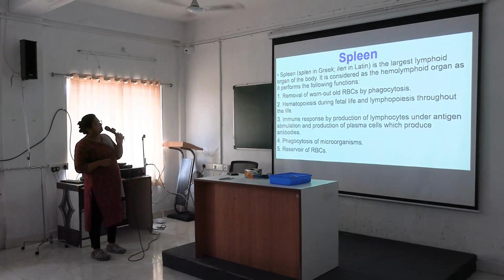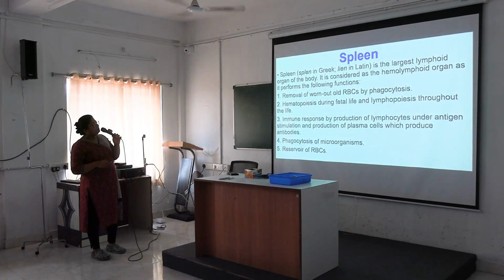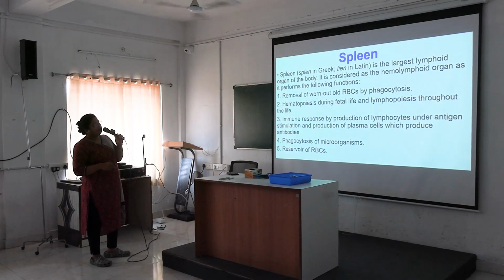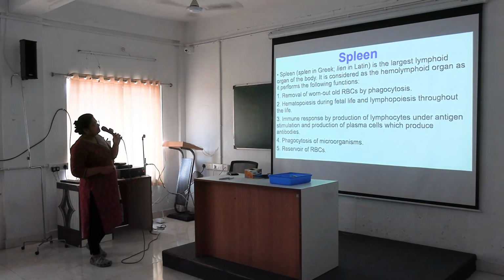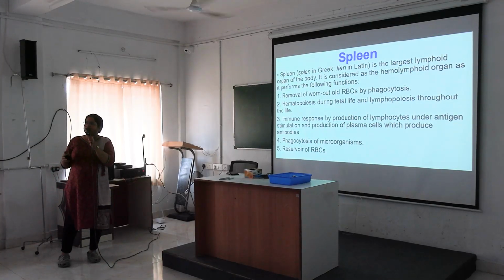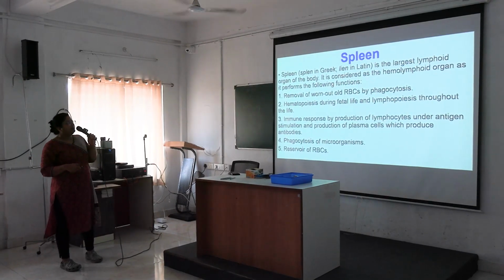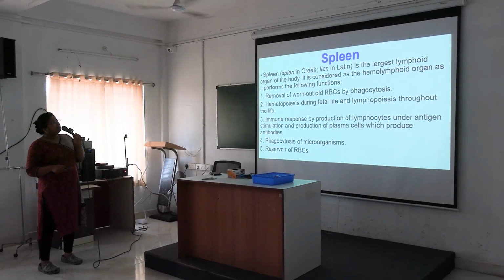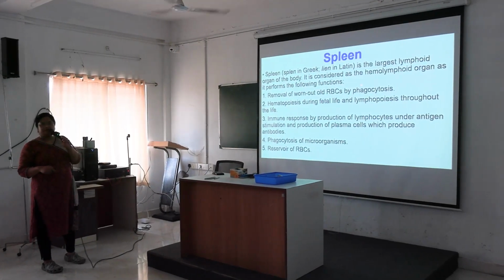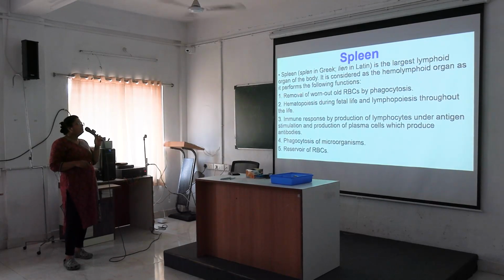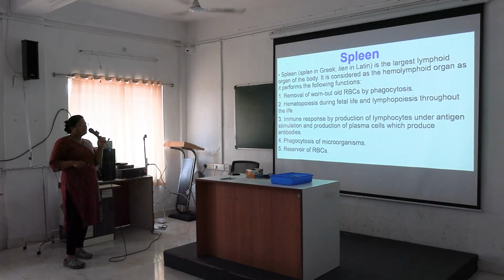So spleen comes from the Greek word spleen and the Latin word lien. This lien is used in the description of different ligaments, like the lienorenal ligament. Lien means spleen. The spleen is the largest lymphoid organ of the body. It is considered a hemolymphoid organ as it performs these functions.